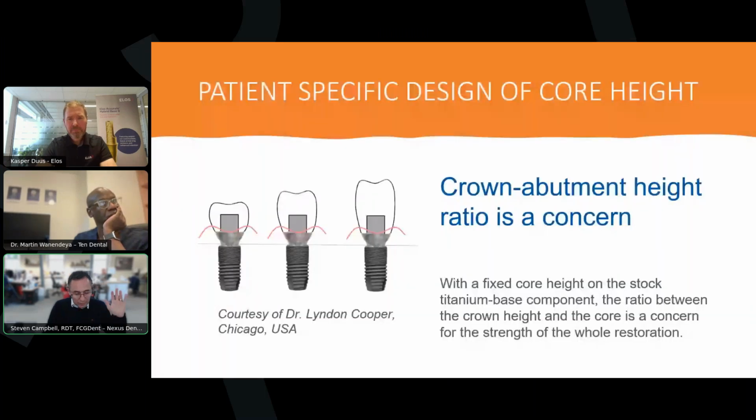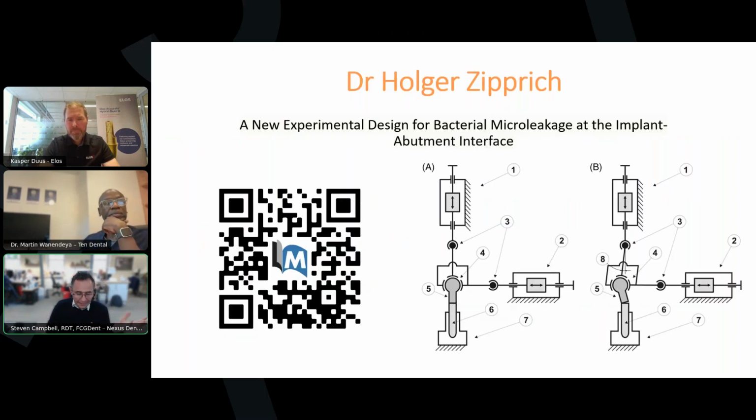Okay, so of course, Martin, we're very familiar with this slide. I know you know Dr. Linda Cooper incredibly well, but this is completely true. Now, this trade-off we've got between the crown height and the retention of the crown happens a lot with tie bases, because if you've got to drop down, the height of the tie base inside is dropping down with it. So again, Holger Zipridge wasn't looking at crowns here. He was obviously looking at implant interfaces, but the same thing holds true.